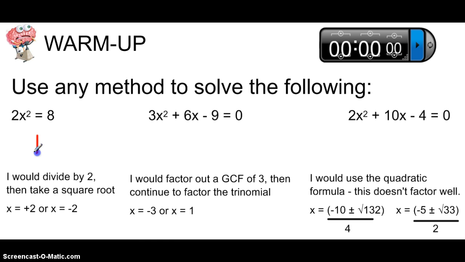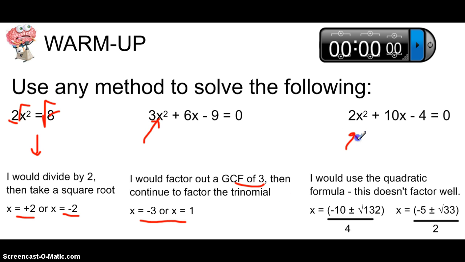For the first one, I would take square roots. I would start by dividing by 2 on both sides, so that this side equals 4, and then take the square root, and the square root of 4 will be 2, plus or minus, so x equals positive 2 or x equals negative 2. For this one, the numbers look pretty even. I can factor out a greatest common factor, and actually this is pretty factorable. So what I would do is factor out the greatest common factor of 3, and then continue to factor by grouping or however you can, and you get x equals negative 3 or x equals 1.